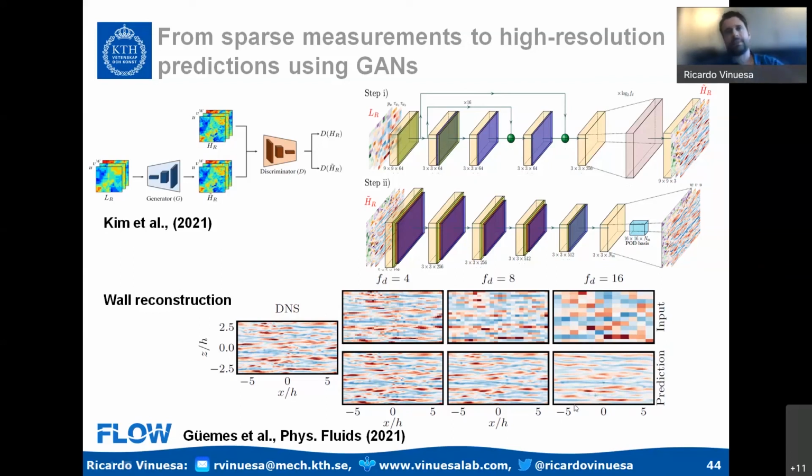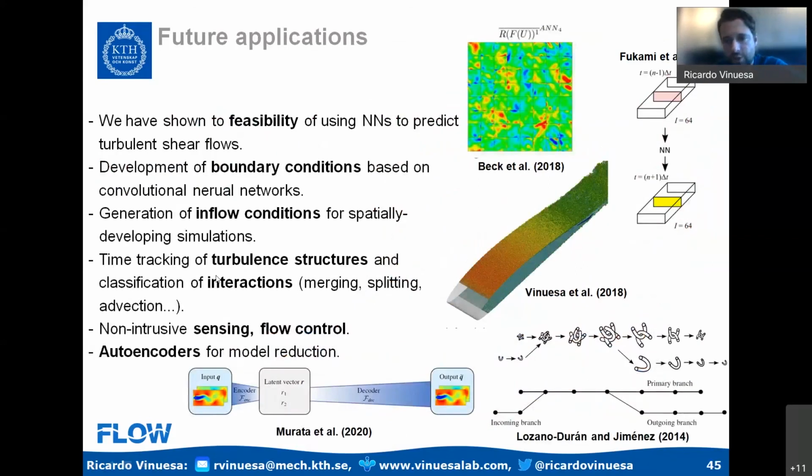Even if the turbulence is a bit attenuated, as you can see by comparing this and that, the results are realistic and are physical. So that's in principle enough to obtain good representations and good pictures. So these GANs are certainly a very valuable tool to be able to obtain good results in terms of super resolution of turbulence. And these are some future applications that we're working on. Subgrid scale modeling, inflow conditions, tracking of turbulent structures, nonlinear modal decompositions, and also flow control and non-intrusive sensing.